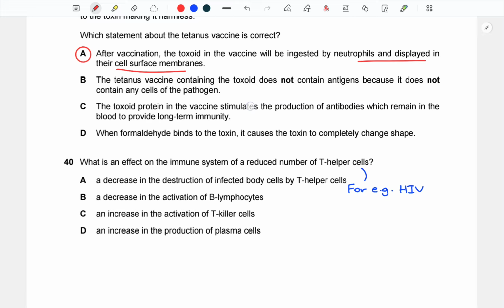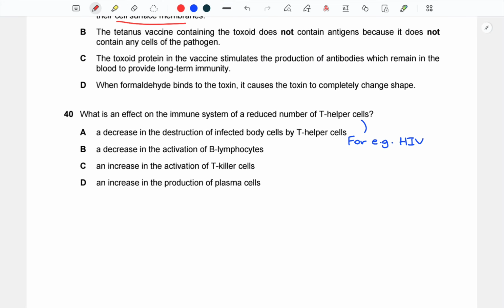So last question, number 40. What is an effect on the immune system of a reduced number of T helper cells? An example of this is HIV, by the way. An effect on the immune system of a reduced number of T helper cells is basically a decrease in the activation of B lymphocytes, which I just explained right now. If there's less activation of B lymphocytes, there are fewer plasma cells, fewer antibodies released, and most importantly, fewer memory B cells.